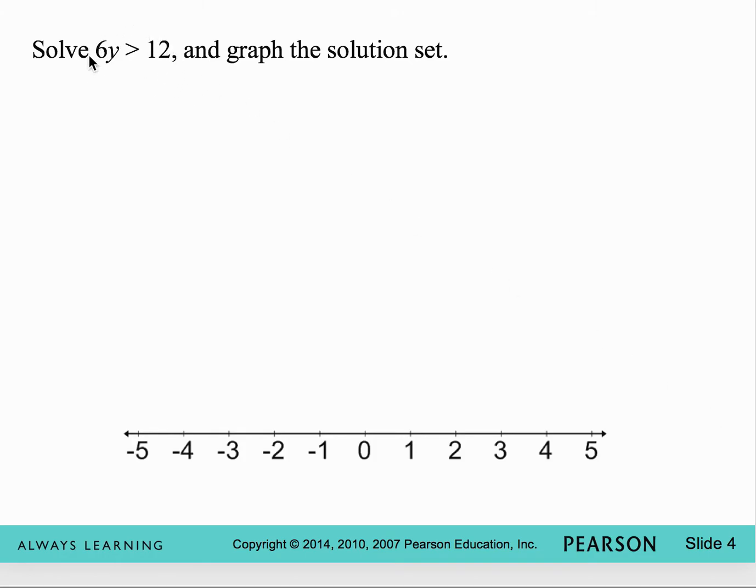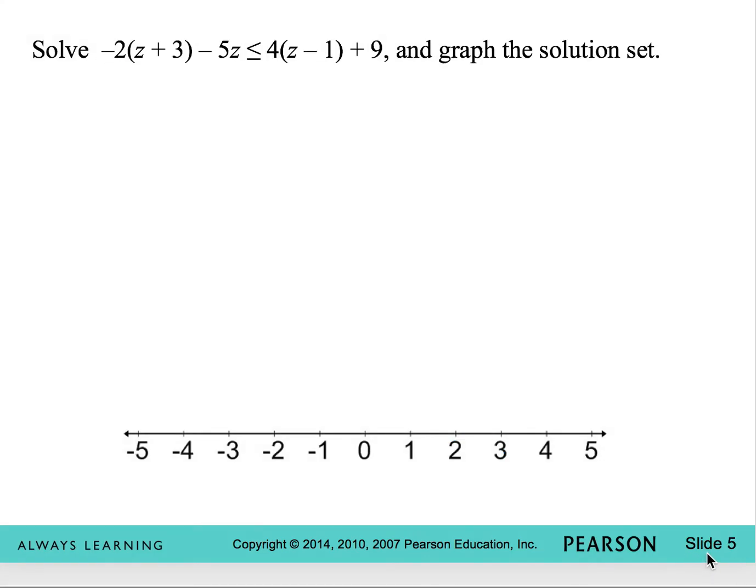There's only one step here to get that y by itself. I'm just going to divide by 6. Since it's not negative, do not change the sign of that inequality. Now it doesn't have the equal part, so I'm going to put an open circle on the 2. And then I'm going to draw an arrow this direction. Simple as that. Simple, simple. Oh, maybe not so simple. Still simple, just a little longer.